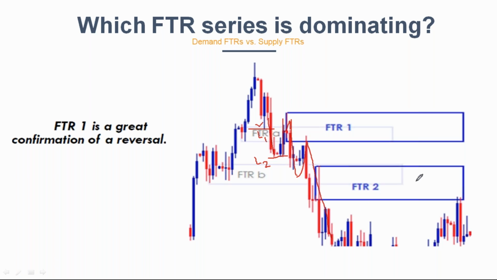Once this new supply FTR broke the demand FTR, then look at that. The second demand FTR also gave a reaction, but the reaction is very low because the supply is dominating. So we always remember, this is a thumb rule. If a demand FTR is broken by a supply FTR, the supply FTR is stronger and it can break more demand FTRs. Rule 2: if a supply FTR is broken by a demand FTR, all the subsequent supply FTRs can be destroyed by the subsequent demand FTRs. That is the meaning.